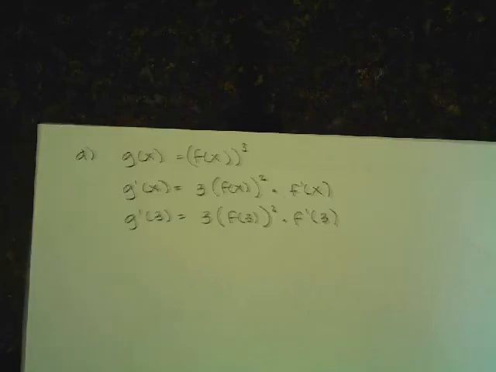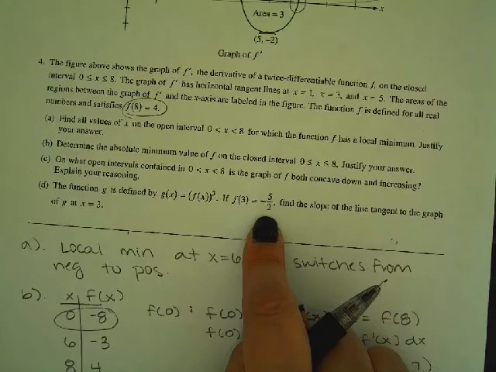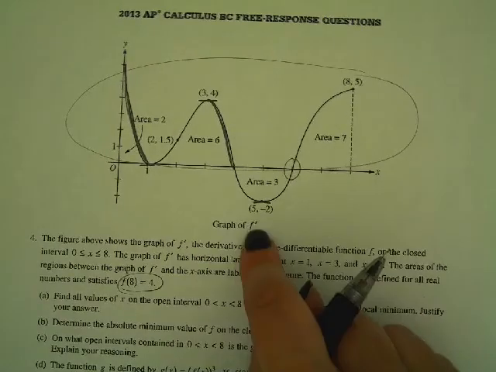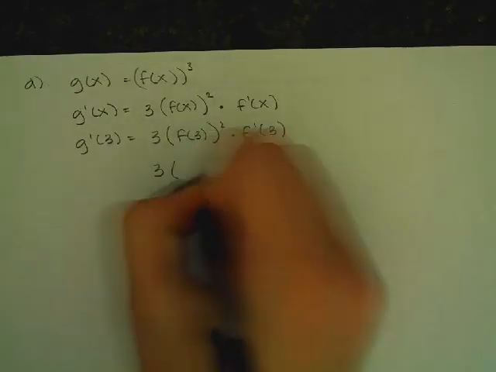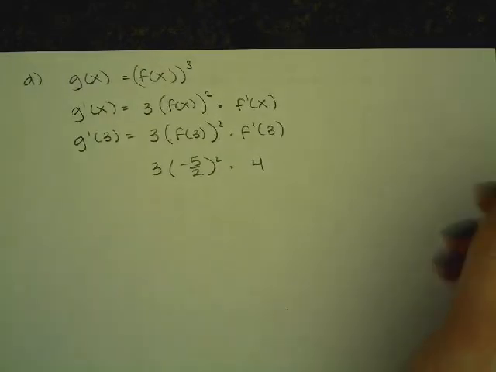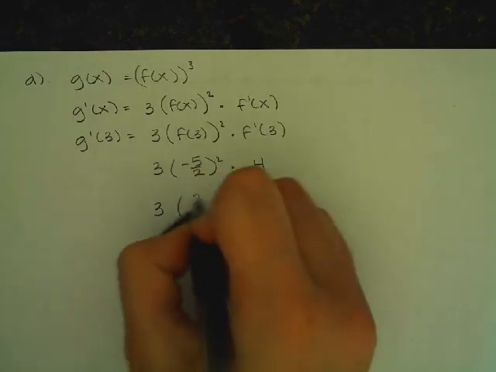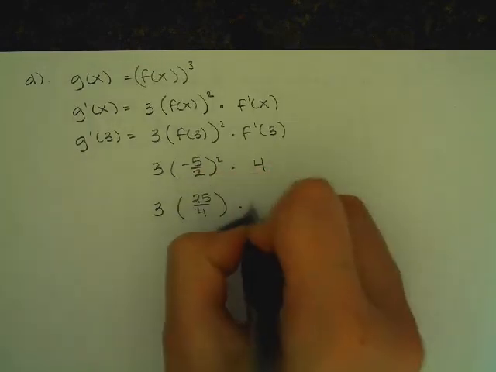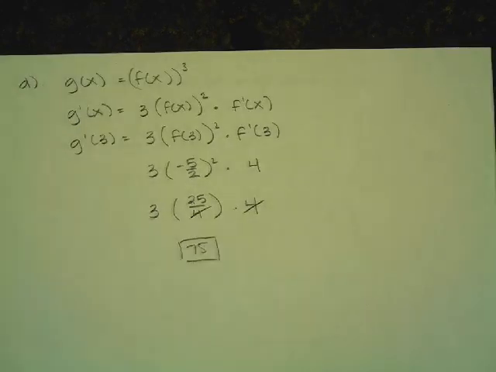All right, so f of 3, they told us, is -5/2. And then f prime of 3, this is the graph of f prime, so f prime of 3 is 4. So I've got 3 and then -5/2 squared, and then f prime of 3 is 4. You could leave it at that, or you could keep going. I get 75.